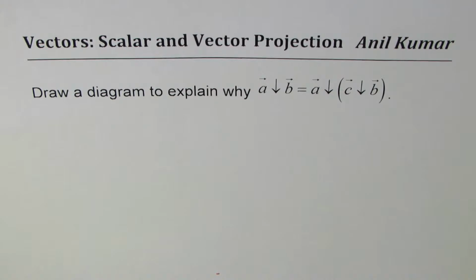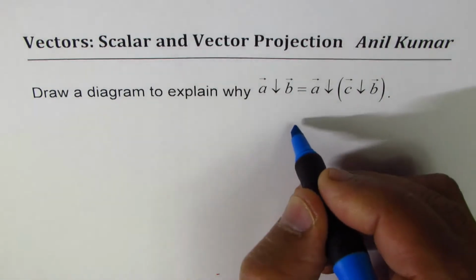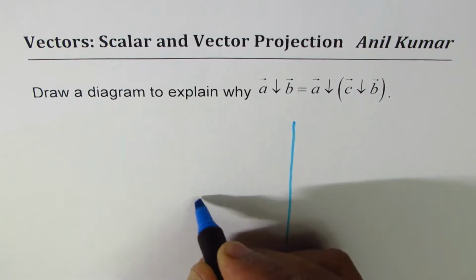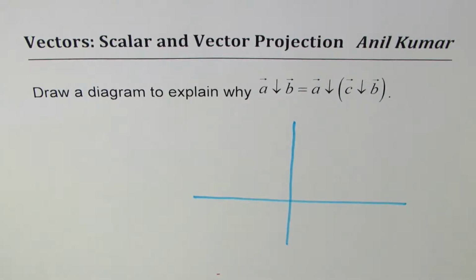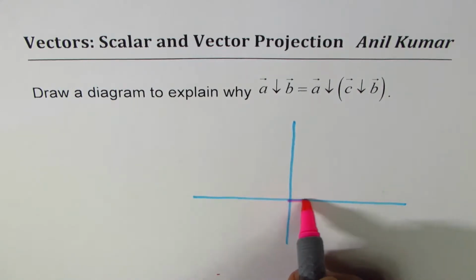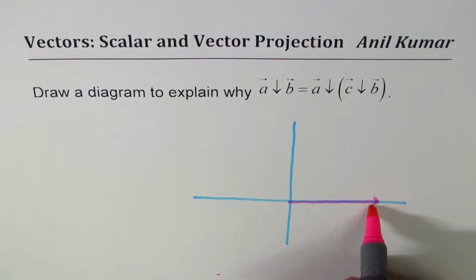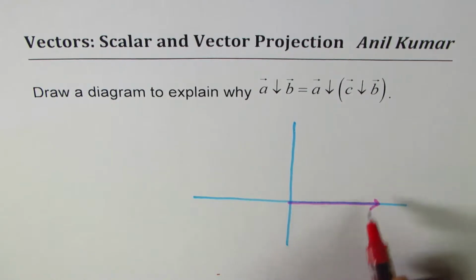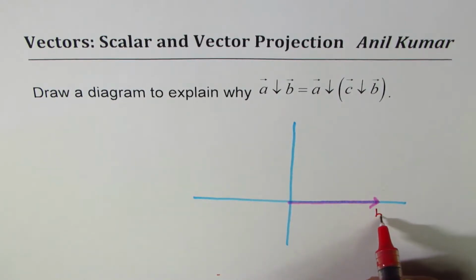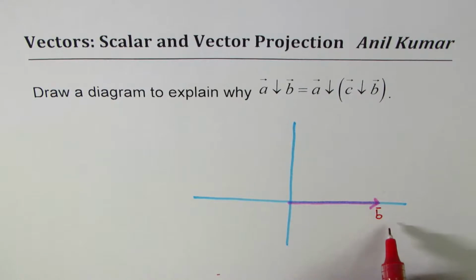Let me answer this question with the help of a two-dimensional figure, R2. So let's consider the vectors A and B in the XY plane. For simplicity, I will take vector B along the x-axis. Okay, so let us say this is my vector B. Right, so I'll just call this my vector B along the x-axis.